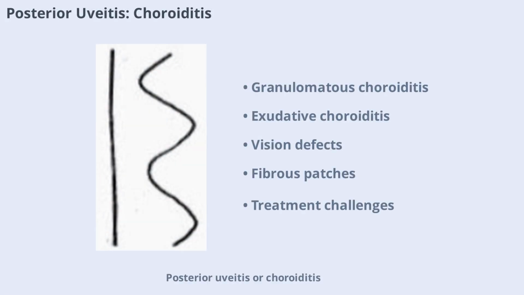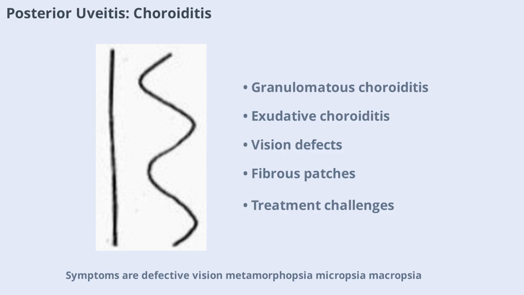Posterior uveitis, or choroiditis, involves inflammation of the choroid and outer retina. Clinical forms include granulomatous choroiditis from pathogenic infections like syphilis or tuberculosis, and exudative choroiditis from allergic reactions. Symptoms are defective vision, metamorphopsia, micropsia, macropsia, photopsia, and scotomas. Signs include ill-defined yellowish areas, vitreous opacities, and sharply defined fibrous patches. Treatment is often unsatisfactory due to late detection, with anterior uveitis therapy applied.